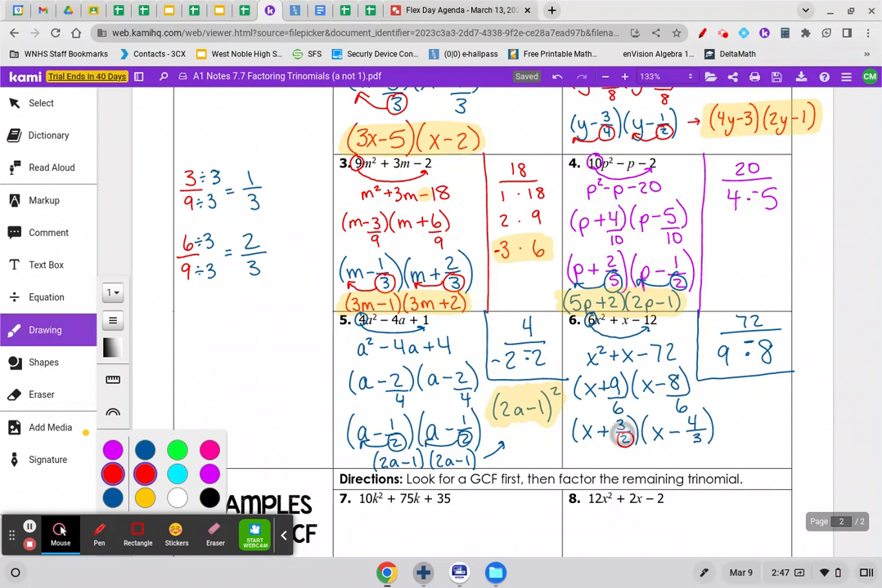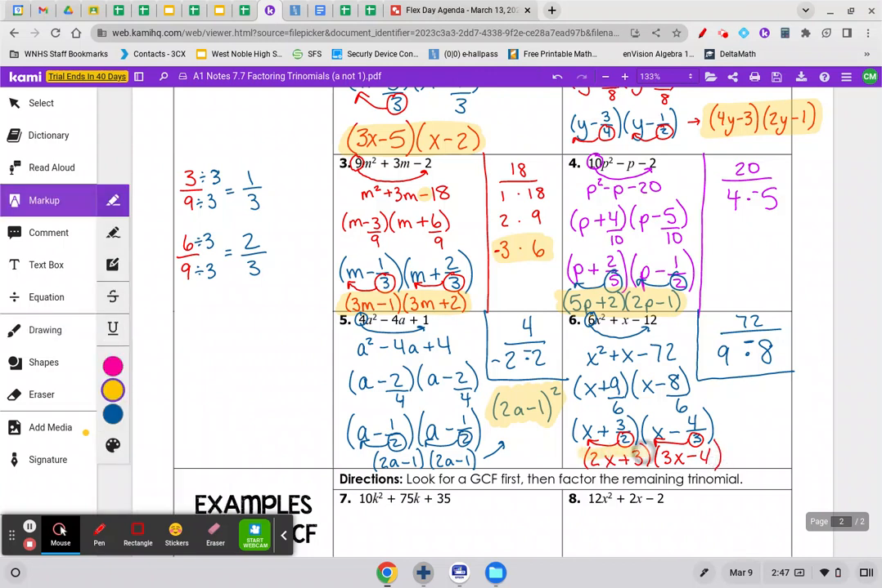I bring my denominator forward here, and I get for my final 2x plus 3, 3x minus 4. Now on all of these, if I distributed to check, I would get back to my original. That is a great plan to check your work as you go. Make sure you get the right answer.